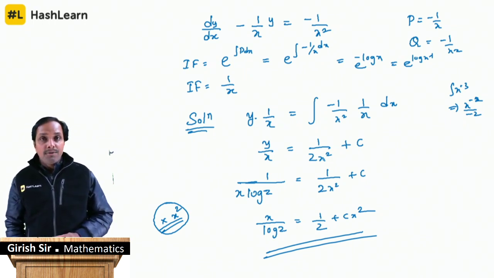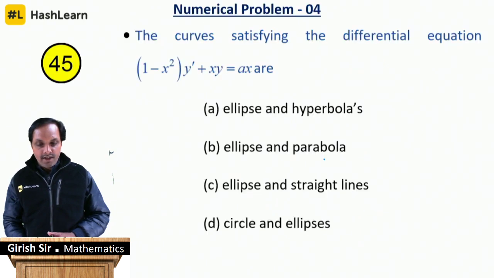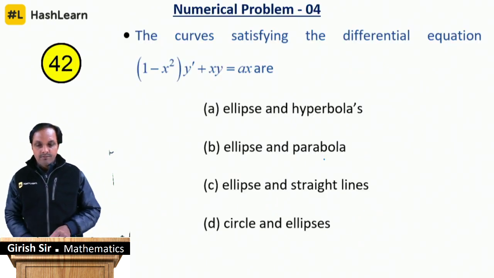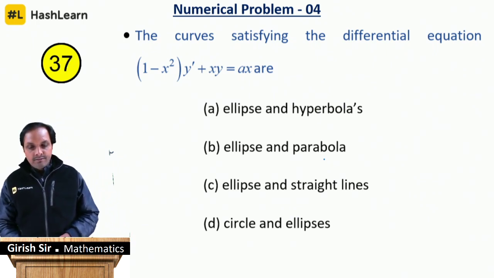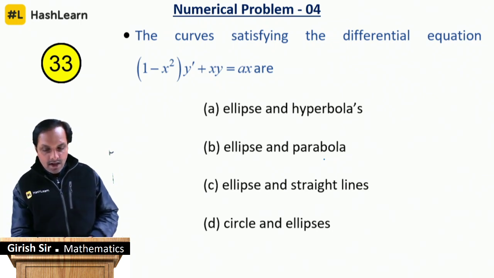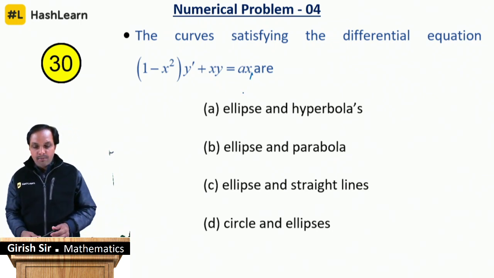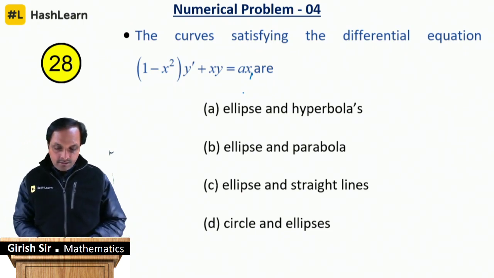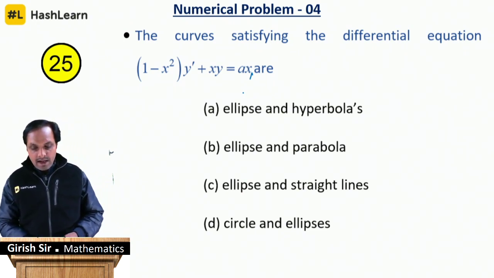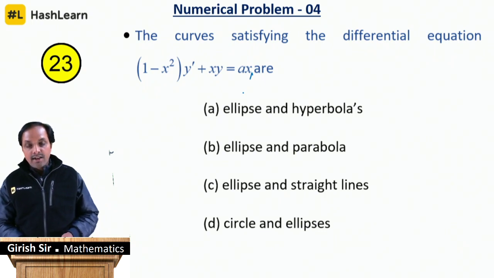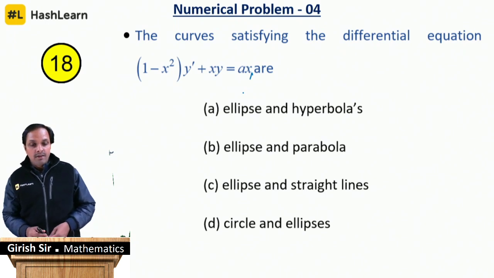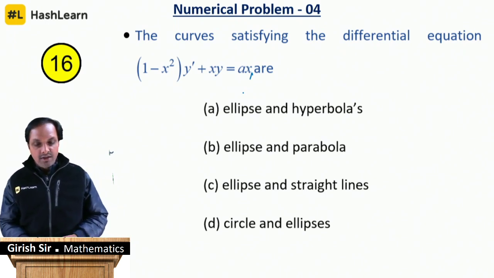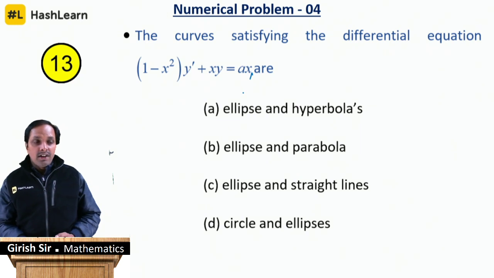You will have 45 seconds for that. Try to get the right choice. And here is the problem. The curve satisfying the differential equation a into x, is it an ellipse and hyperbolas, or ellipse, parabolas, ellipse and straight lines, a circle or ellipse? So what kind of curve does this differential equation represent?